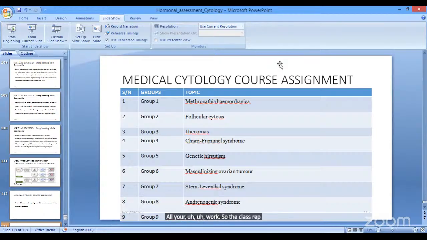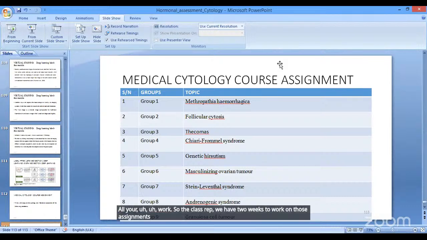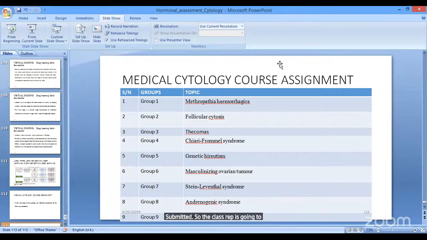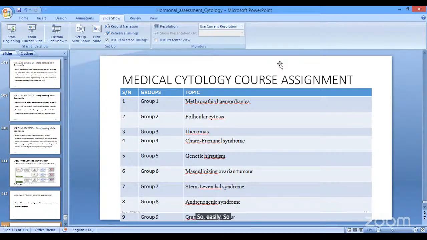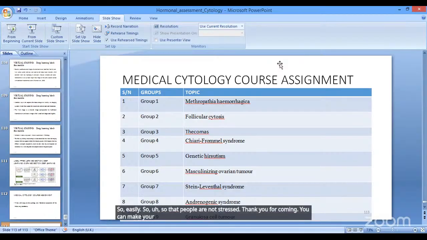We have 2 weeks to work on those assignments, all the groups, submit it. So the class rep is going to merge everything into a single PDF document and send to me for assessment. So each group will be assessed, and I think this is a very easy way to handle our continuous assessment so that people are not stressed. Thank you for coming. You can make your comments or ask me questions.